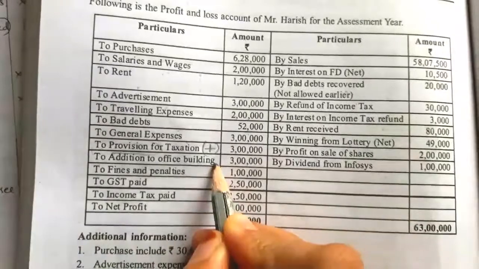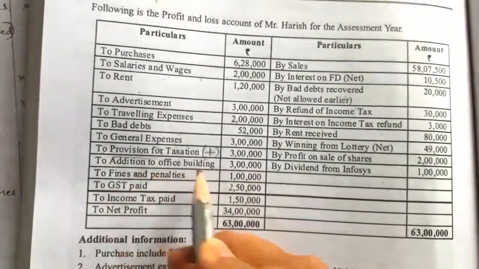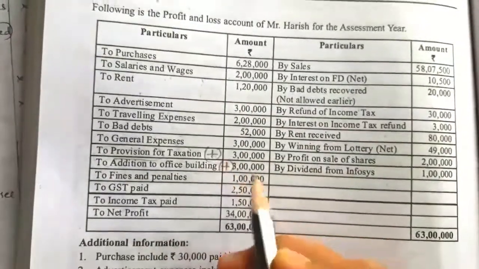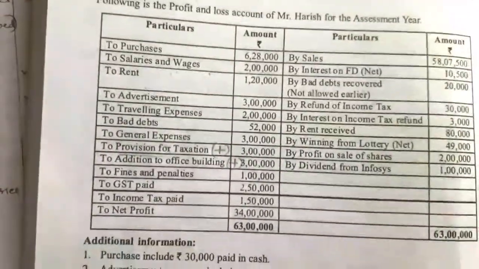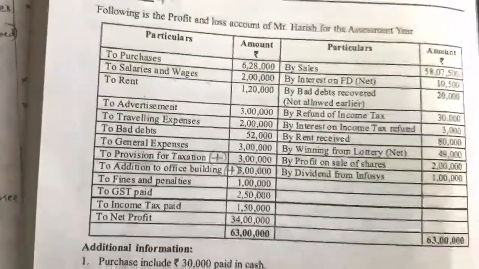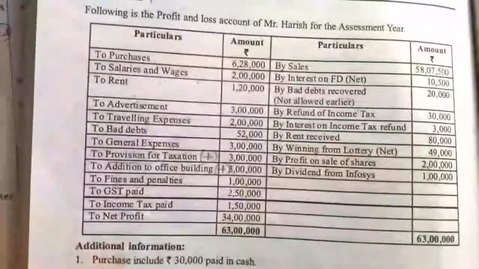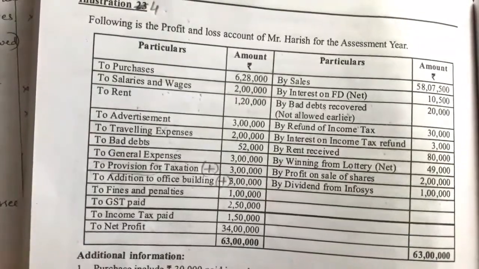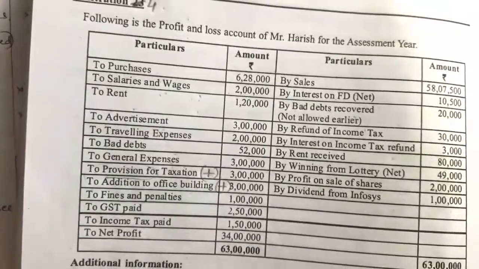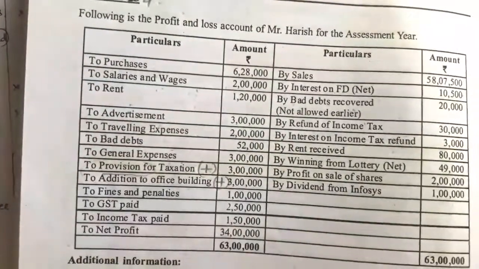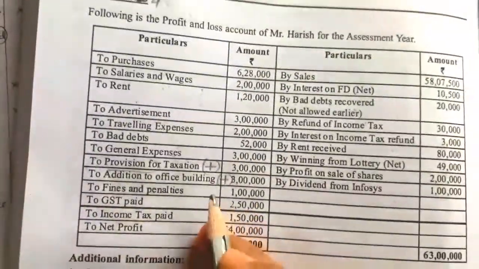Then addition to office building. There is an expense incurred relating to the addition to office building. So it is disallowed. It is capital in nature. Addition to office building is disallowed because, as an example, say we have 4 cabins in our office, and adding one extra cabin is like adding one room to the office. So it is nothing but addition of office building, adding one extra room to the office. So it is capital in nature, so it is disallowed. So addition to office building is disallowed.